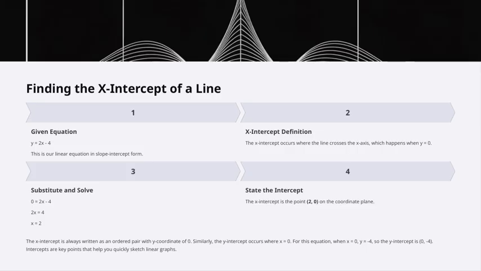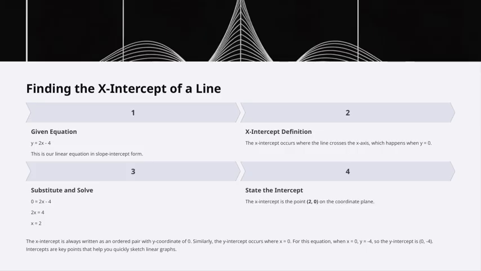Next, we solve for x by adding 4 to both sides, resulting in 2x equals 4. Then, dividing both sides by 2, we find x equals 2. So the x-intercept is at the point (2, 0). Remember, when we write the intercepts, we always include the y-coordinate of 0 for the x-intercept.